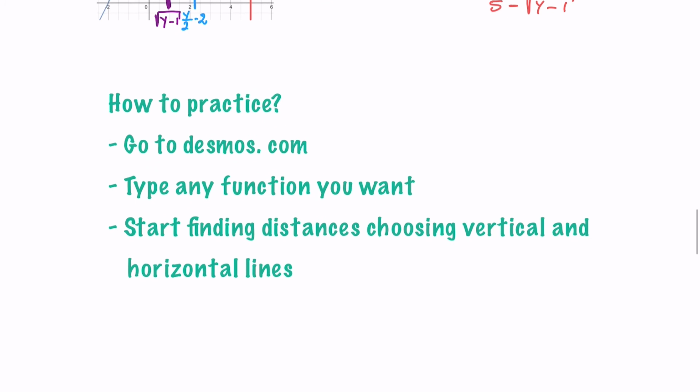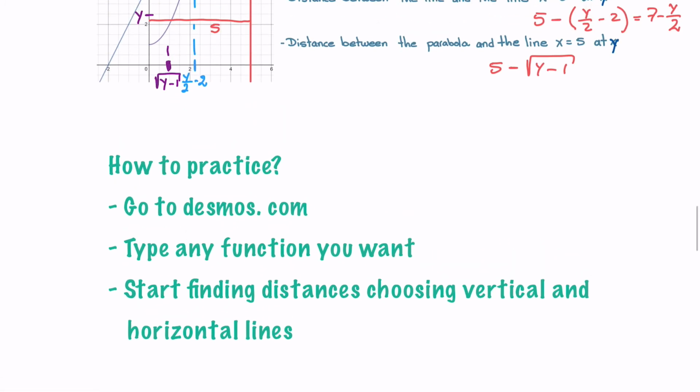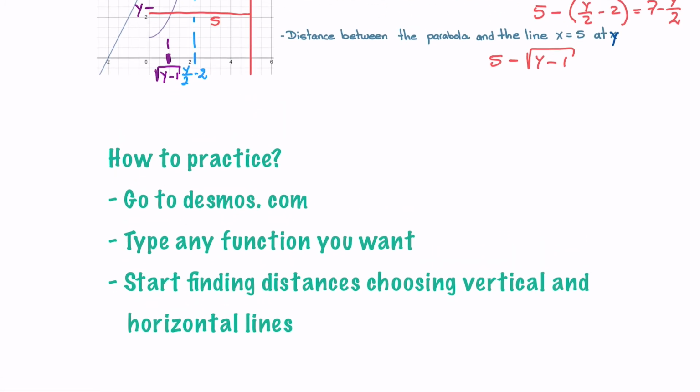Please do this. This is how I suggest that you practice. Just go to Desmos.com, type in any function you want, a parabola, a polynomial, whatever you want. Start choosing lines, vertical and horizontal lines, and find those distances between those lines and those curves so you can practice a little bit more. This is crucial for what comes in, and if you have practice on this, then solids of revolution is going to be really easy for you.